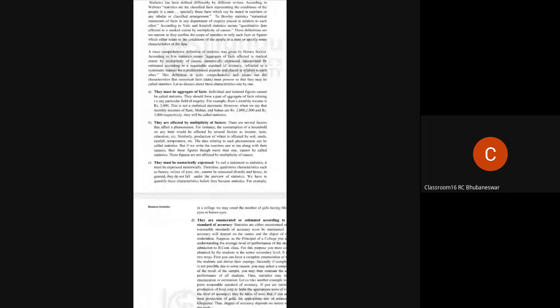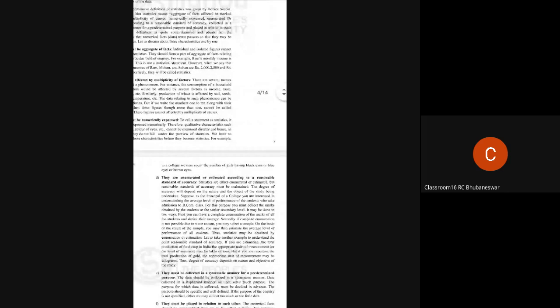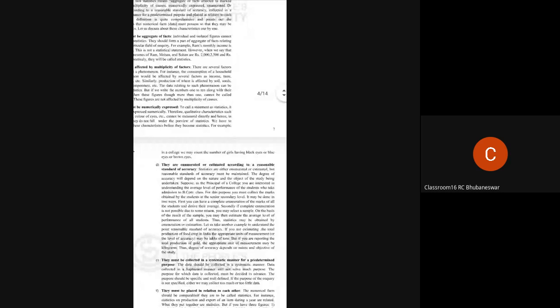Then they must be numerically expressed. As I was telling, all the data should be expressed in numerical form. Color cannot be converted into numerical or quantitative form, but the height of persons or marks of students can be expressed in numbers. Then statistics are enumerated or estimated according to a reasonable standard of accuracy. Reasonable standard of accuracy means there is one accurate value; it is not in decimals or near values, it is the exact value.